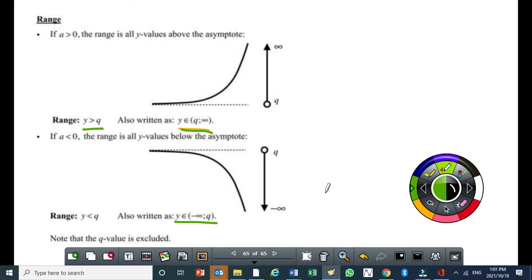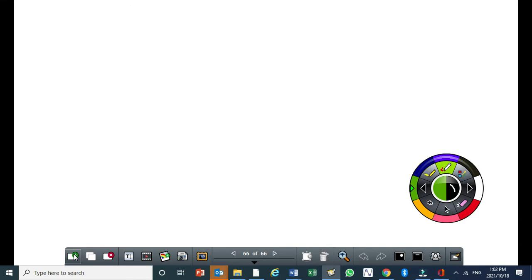Right. So let's move on to sketching. The exponential function is probably, in terms of what you need to know about it, not much, but I found that it's a bit of a problem for learners. I don't know why, but that's how it is. So let's sketch now.